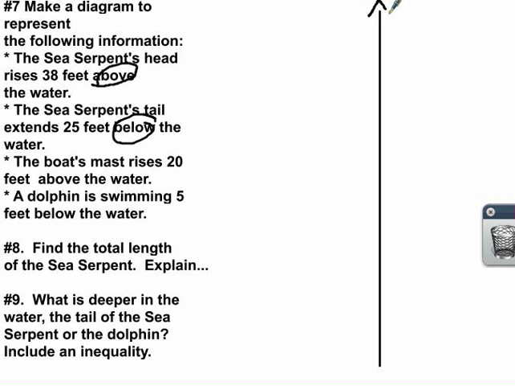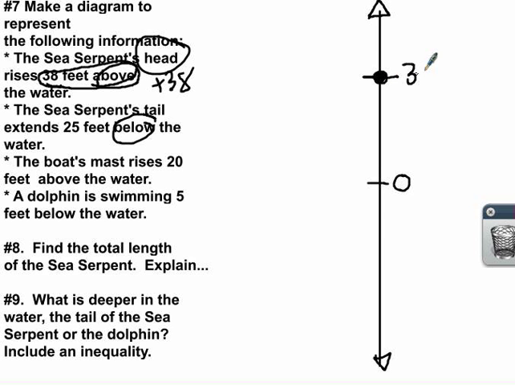And I'll put 0 here in the middle. If we wanted to, we can count by 1s, 2s, 5s, whatever number. But honestly, you'll see that we don't really have to do all that work. For example, the sea serpent's head is 38 feet above. Is above a positive or a negative word? In this case, 38 feet above is positive 38. So I am just going to put 38 somewhere here, and I'll say this is where the head is.